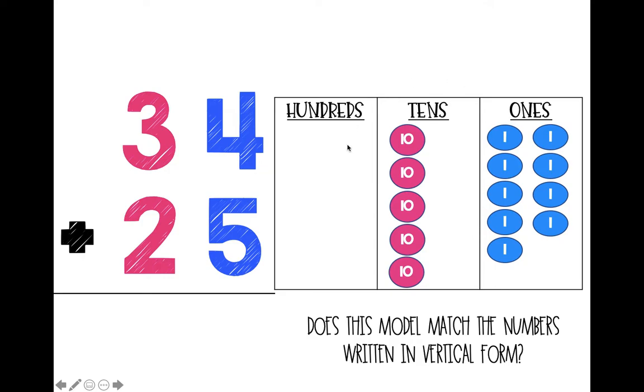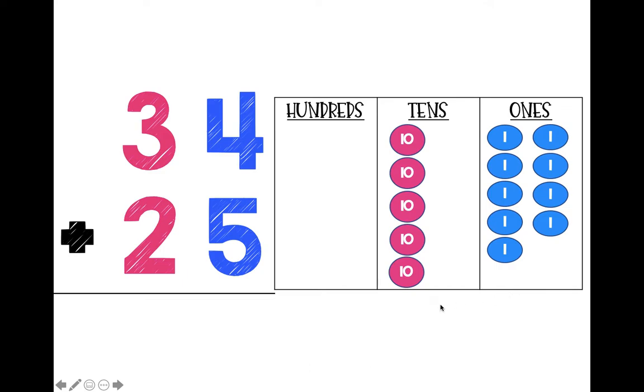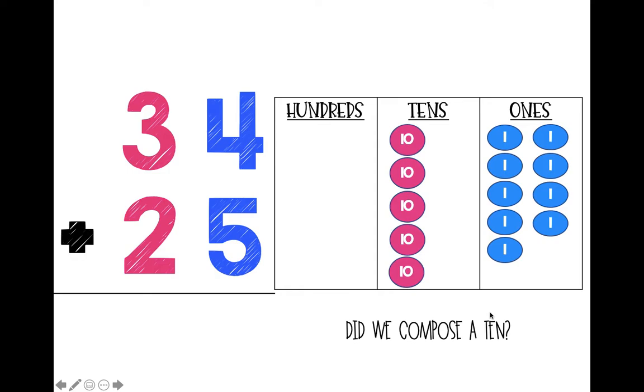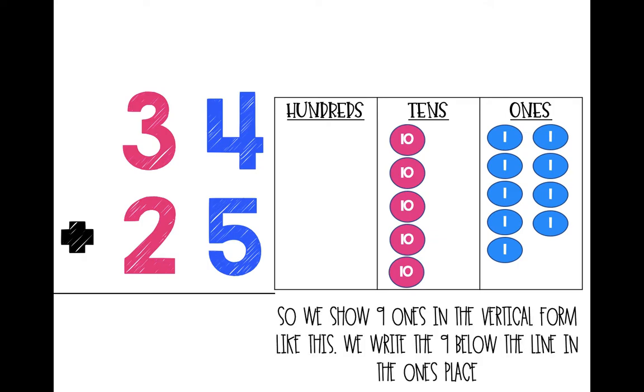If you'll notice, this model matches the numbers written in our vertical form. We have 3 tens and 4 ones plus 2 tens and 5 ones. Let's look at our ones place. We have 4 ones plus 5 ones. Let's count our units of ones together. 1, 2, 3, 4, 5, 6, 7, 8, 9. We have 9 ones. Did we compose a 10?